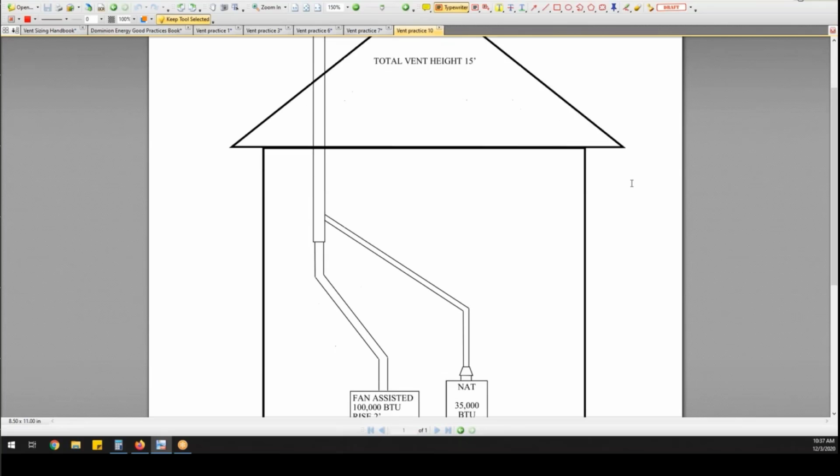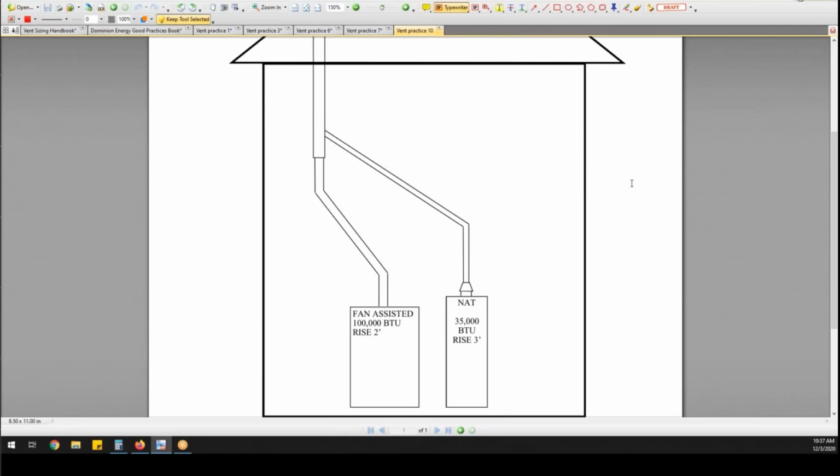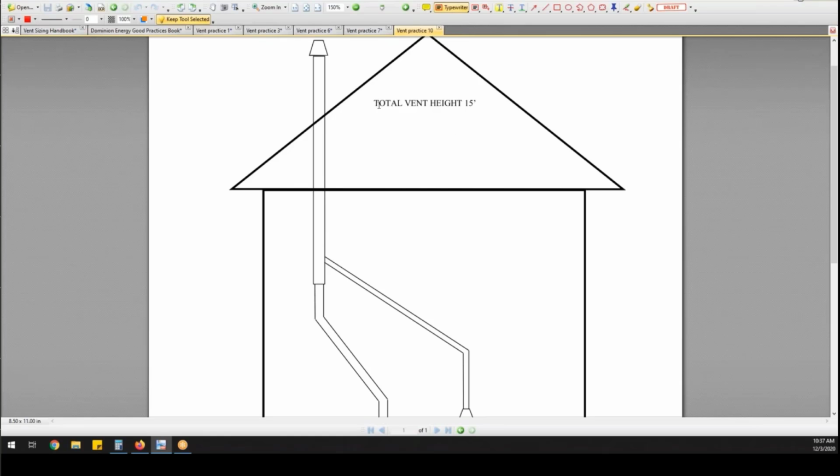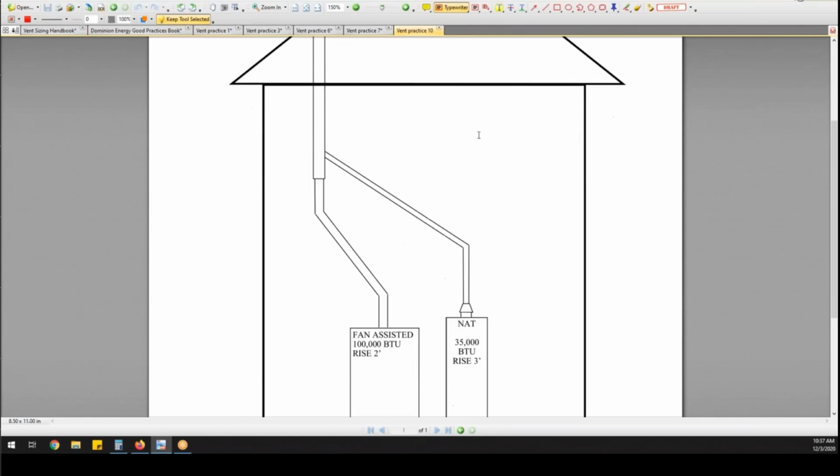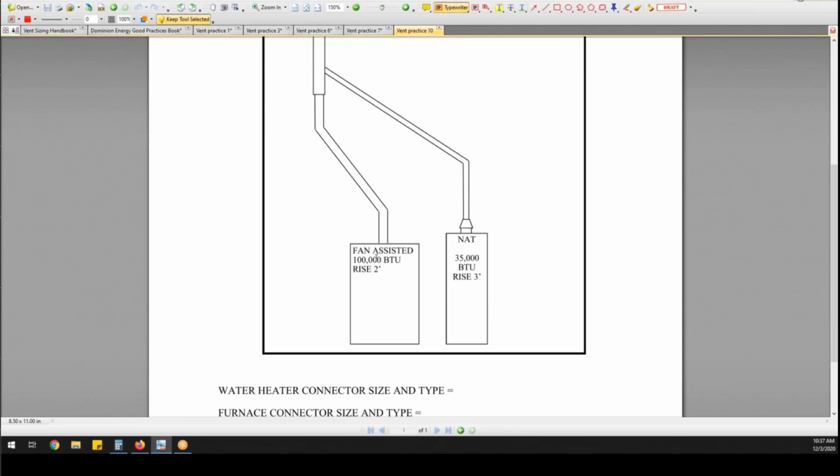All right, again, this is what you're going to see on test day, diagrams like this. They're going to give you information. Total vent height is 15 feet. We have a fan-assisted 100,000 BTU furnace. Now we have a new thing in there called rise. When you start dealing with multiple appliances, lateral goes away and you start having a thing they call rise. And rise is the distance from here to there in a straight line.